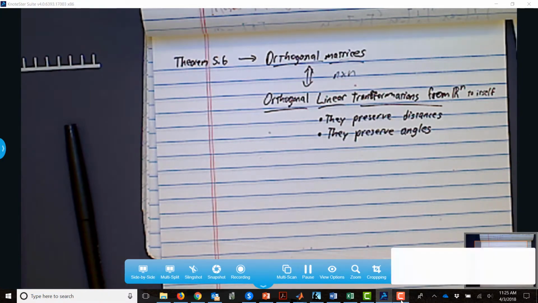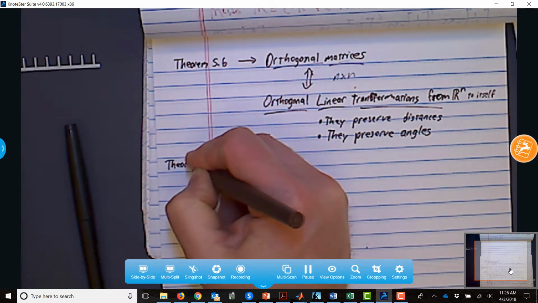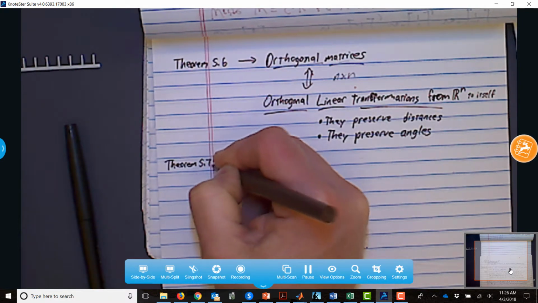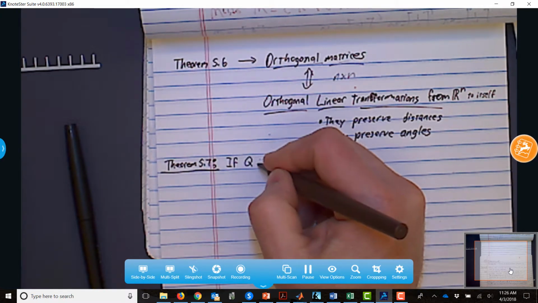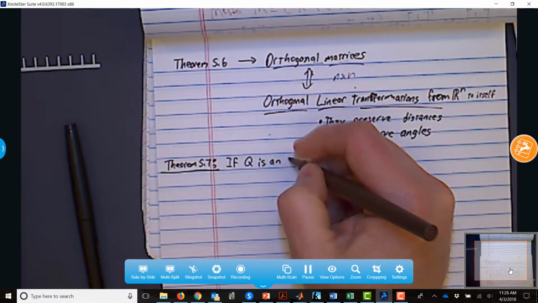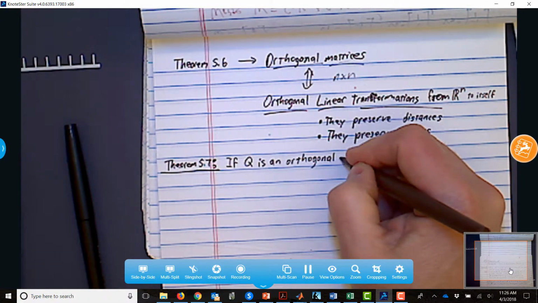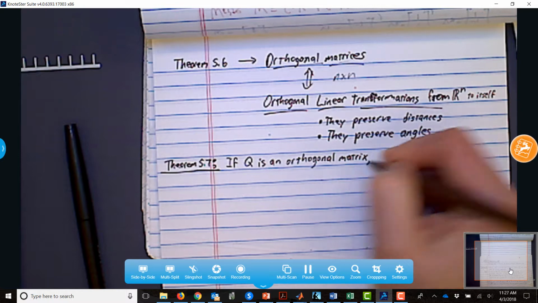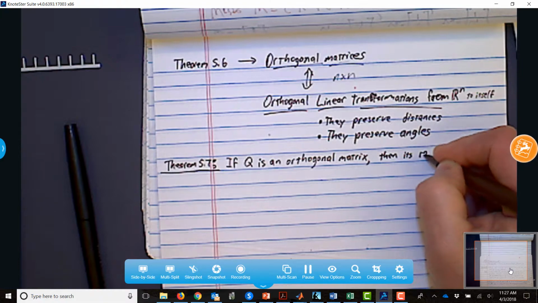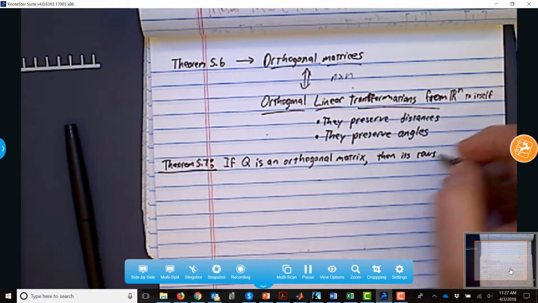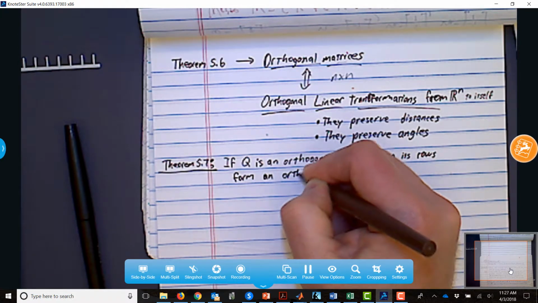Okay? This one's a nice one. Theorem 5.7. If Q is an orthogonal matrix, then its rows form an orthonormal set.